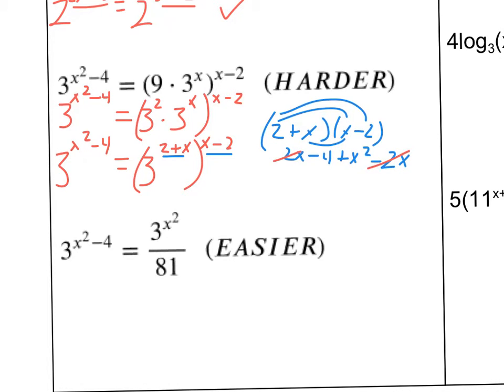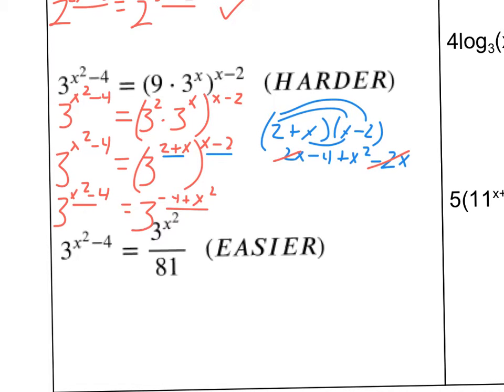My 2x's cancel out, and I'm just going to rewrite the stuff on the left. On the right side, that's going to give us 3 to the negative 4 plus x squared, which happens to be the same thing as x squared minus 4.